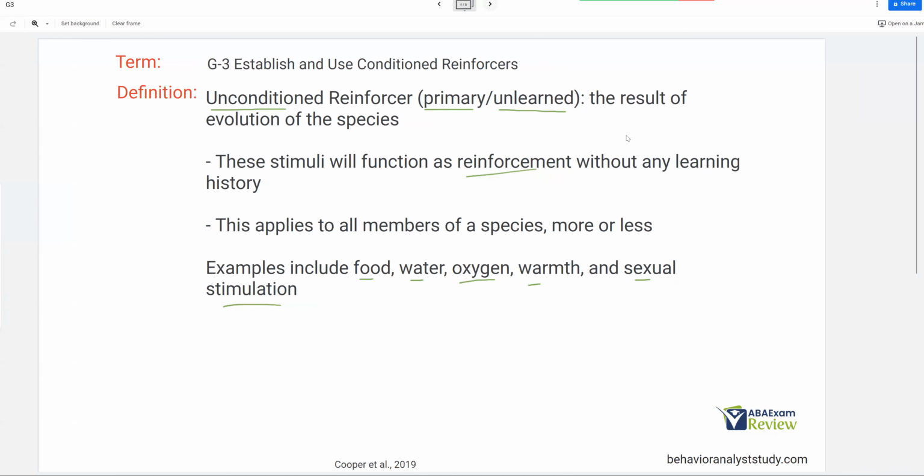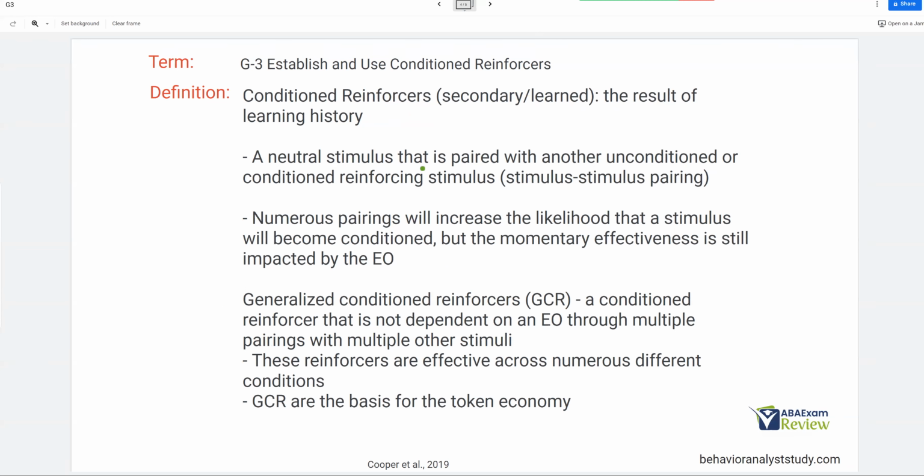And so it does help to understand a little bit about this idea of evolution and how it does affect behavior. Now, to the task list items specifically are conditioned reinforcers, secondary or learned, again, the synonym. It's a result of the learning history of the individual. So these are very individual stimuli, meaning I might not care for Barbie dolls, but maybe my sister really likes Barbie dolls. That's a result of the learning history. And how do we get there?